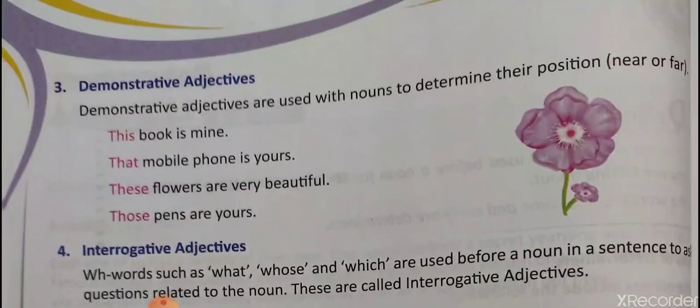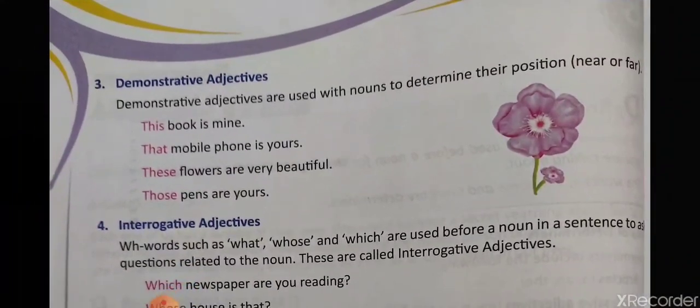All right. Coming on to the next page and next adjectives. This is demonstrative adjectives. So demonstrative adjectives are what? They show the kind of demonstration, right? Like this book is mine, that phone is yours, these flowers are beautiful, those pens are yours. So these are the words which are used to demonstrate something. I have already taught you these adjectives in my previous video also, because these were in the previous exercise also. So if you don't understand it, you can go and watch the old video and understand it better.